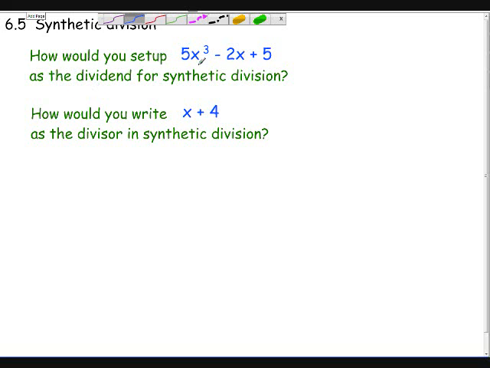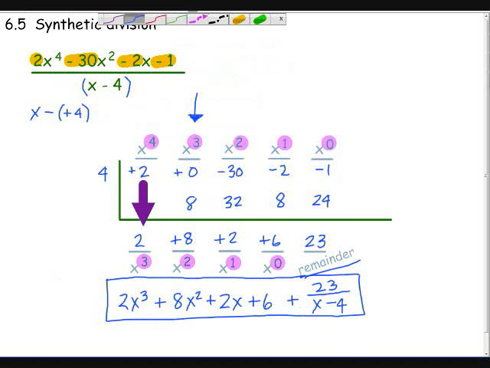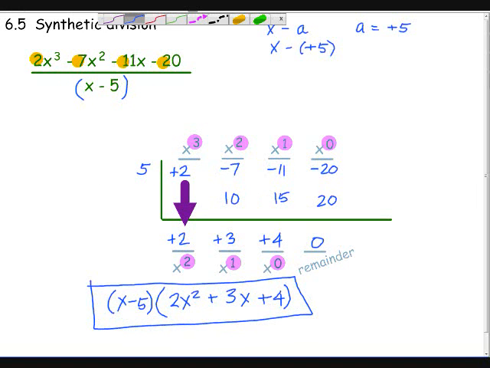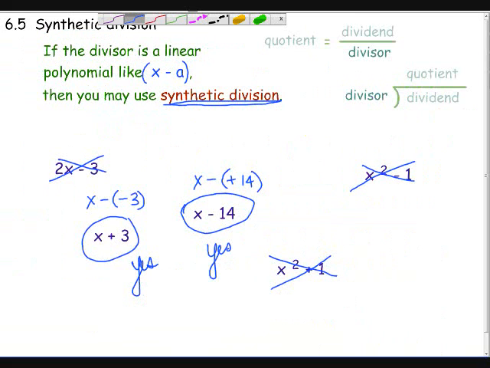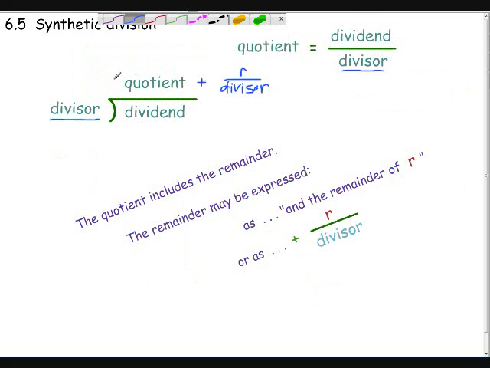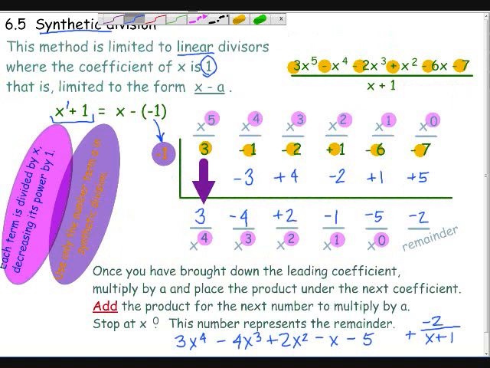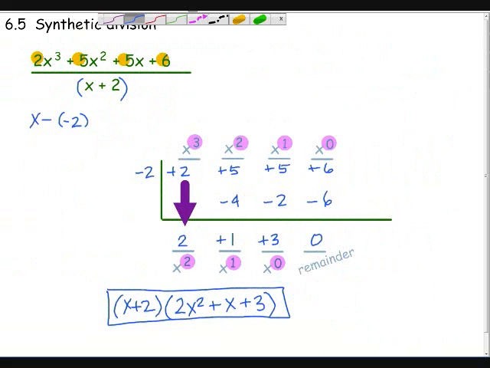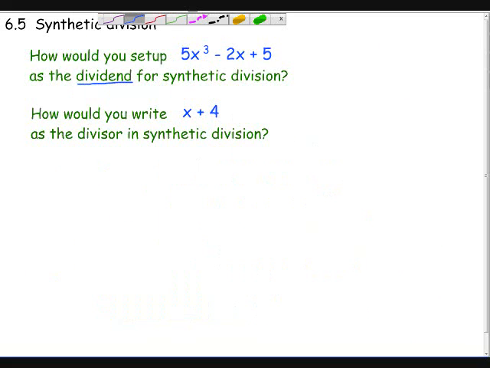How would you set up this as the dividend for synthetic division? Well, let's dash backwards and make sure we know what the parts of a division problem are called. The dividend is what you're dividing into. All right? So how have we been setting up the dividend?